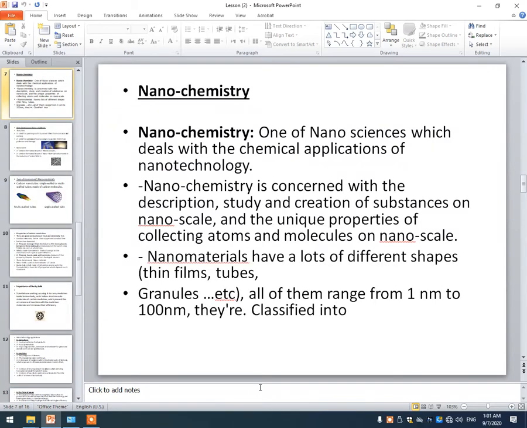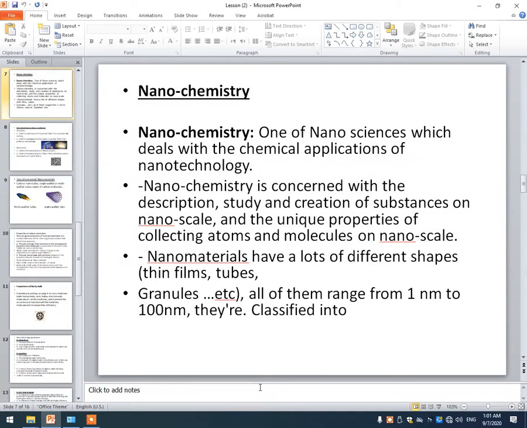So, nanochemistry is one of the nanosciences which deals with the chemical applications of nanotechnology. Nanochemistry is concerned with the description, study, and creation of substances on the nanoscale, and the unique properties of collections of atoms and molecules on the nanoscale. Nanomaterials have many different shapes, like thin films, tubes, and granules.